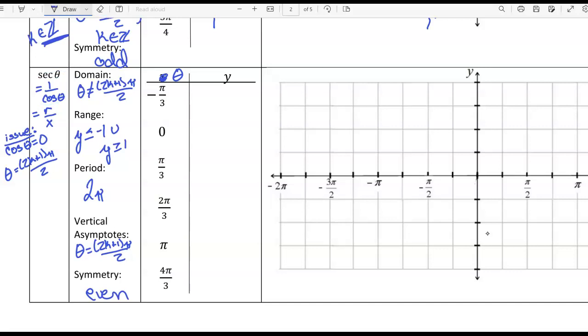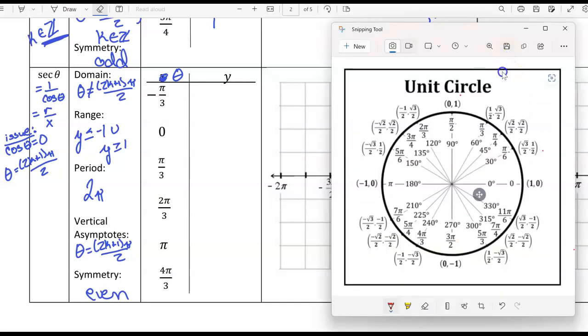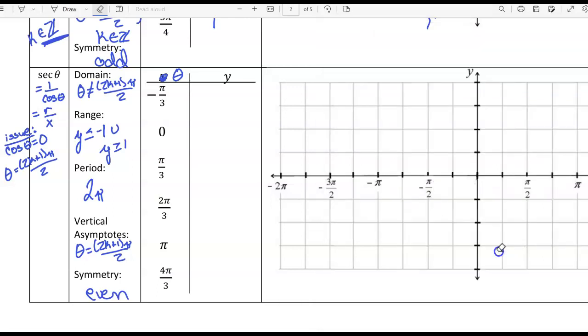So let's look at what this graph is going to look like. I'm going to think about this in terms of 1 over cosine of theta since we're dealing with the unit circle. So we're looking at negative pi over 3. So if I look at negative pi over 3, it's going to be here. So I got negative square root of 3 over 2 divided by 1/2.